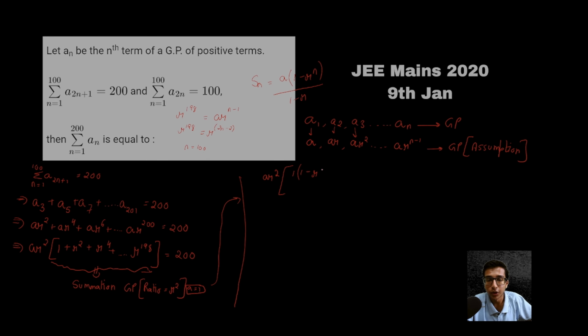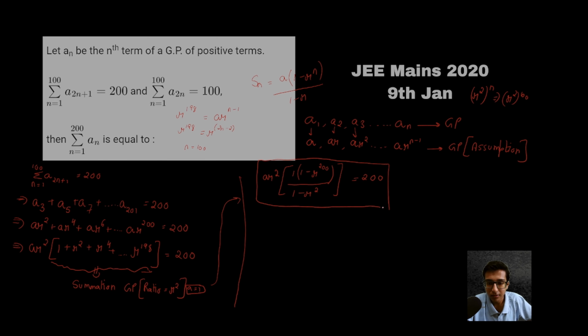Now here we wouldn't put the value of n to be 100. We would put it 200. The reason being, R is not simply just R. It is R squared. So basically it is in this format, R squared to the power n. So we can write this as R squared to the power 100, which would be R to the power 200, upon 1 minus R square is equal to 200. Now let us leave this equation as it is. We will come to this later in the question. This is our first equation.